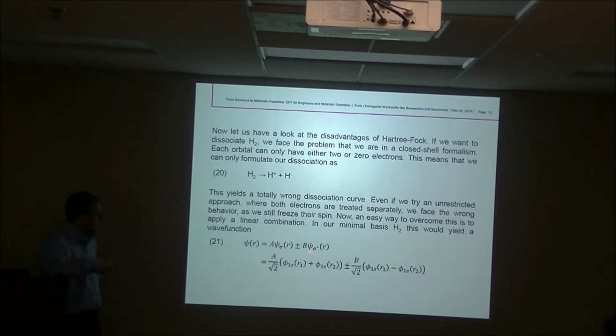Now, unfortunately, each of these is a single Slater determinant of the system. So now we are not in a single determinant, which Hartree-Fock is, but we are in a multi-determinant situation. And each of these determinants is solved like a Hartree-Fock. Gets a little expensive, right?